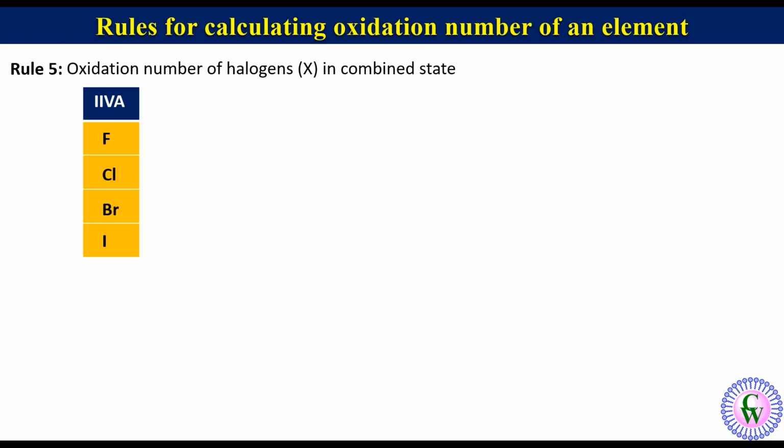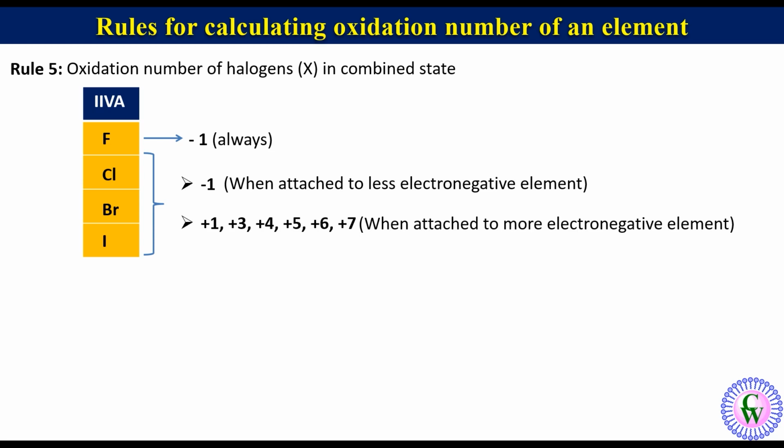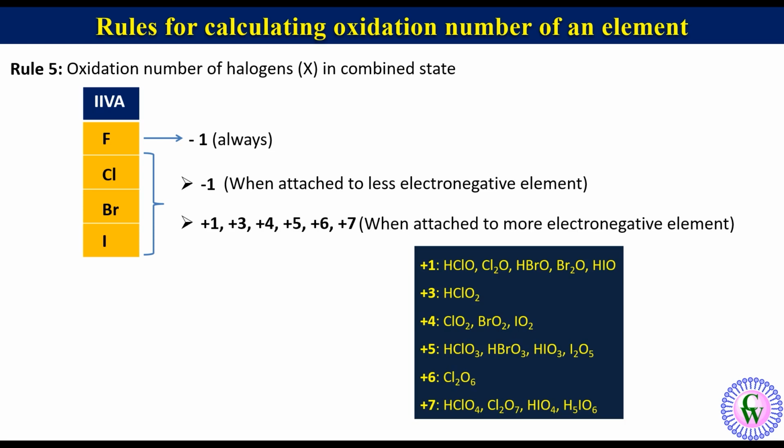Fluorine, being the most electronegative element in the periodic table, always exhibits -1 oxidation state. Chlorine, bromine and iodine show -1 oxidation state when attached to less electronegative elements. They can also exhibit +1 to +7 oxidation states when attached to more electronegative elements like oxygen. These are the few examples where halogens are in positive oxidation states.